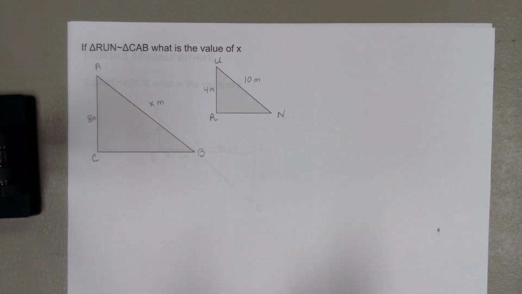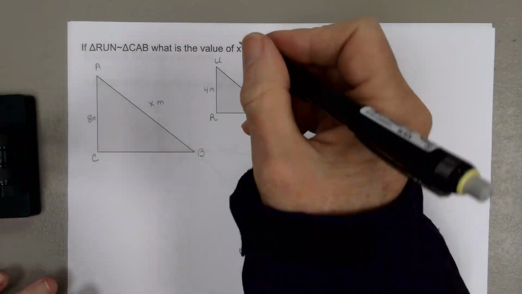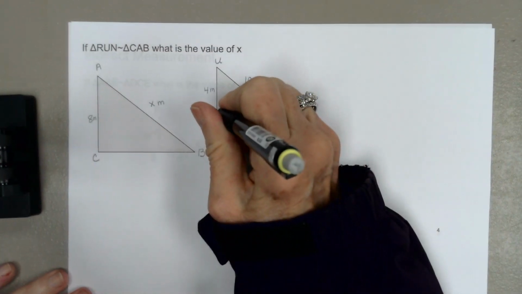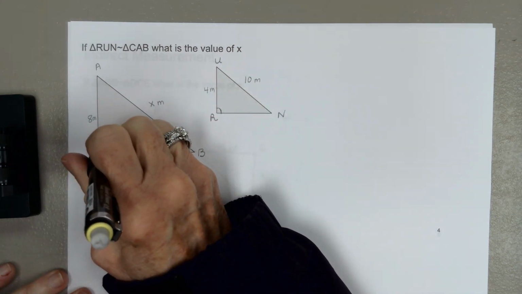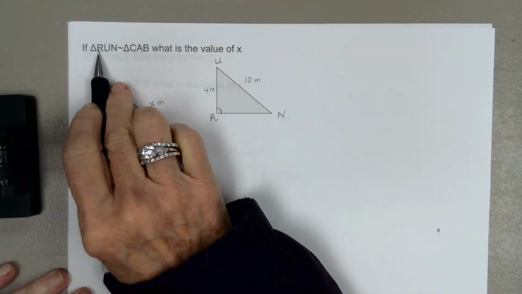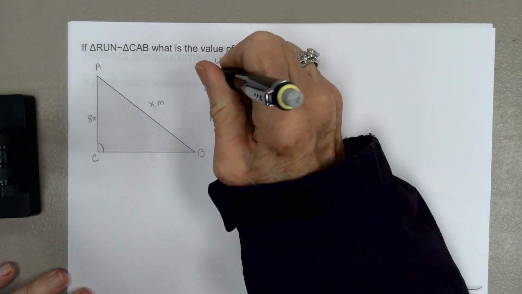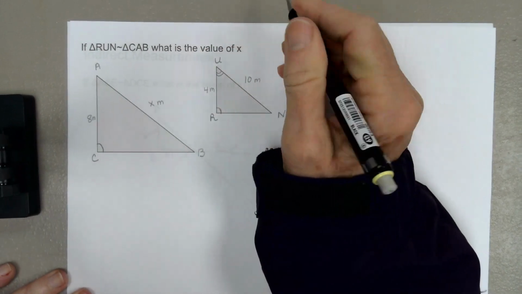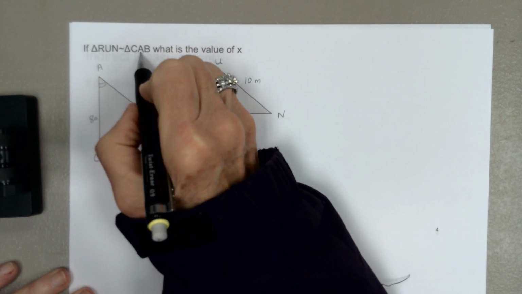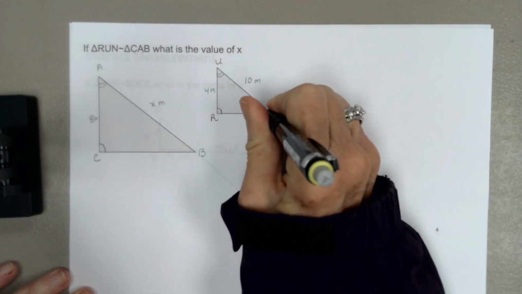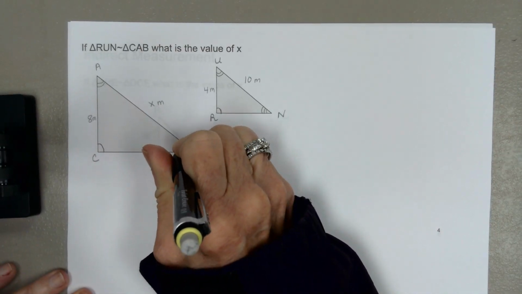You have RUN is similar to CAB. So I'm going to mark my congruency marks. I have one arc there, and one arc here, because I know R is congruent to C. And I know U, I'll put two arcs there, is congruent to A. Then I have three marks on my N and three marks on my B.